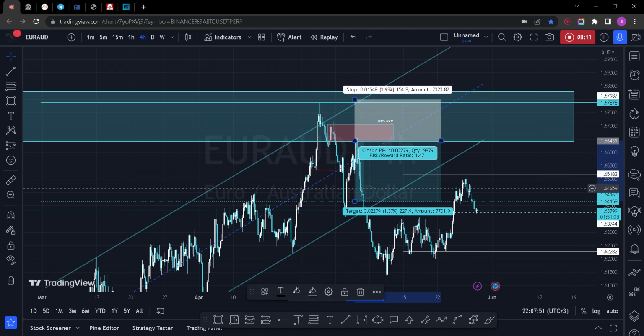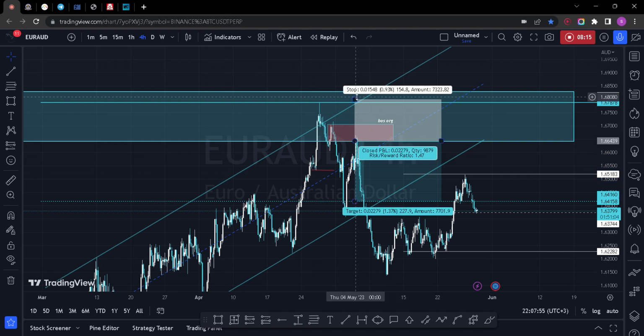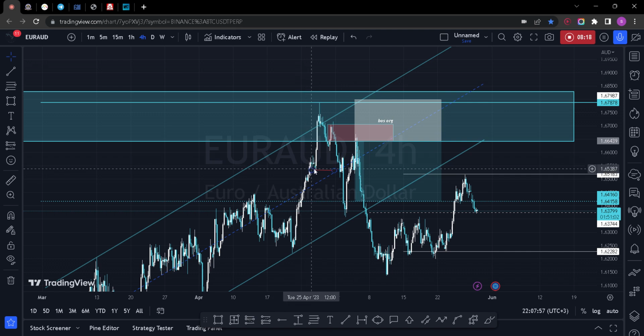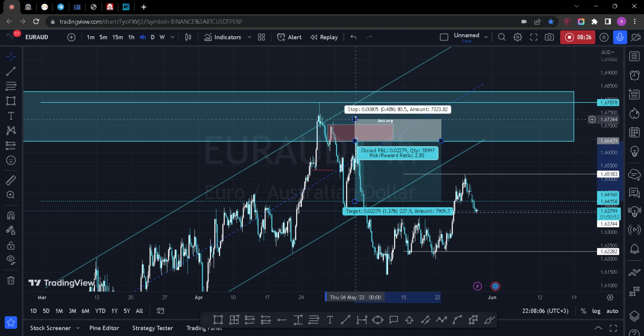But in some cases, I have to set my stop loss all the way up here because there was no aggressive move. Yes, there was a break of structure, but the selling, the falling of price was not as aggressive. So in this case, I place it there. Sometimes it's instinct.